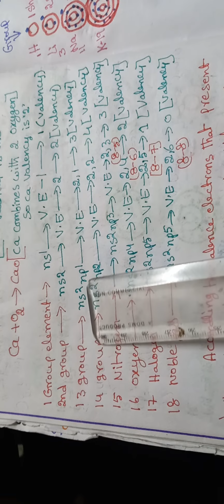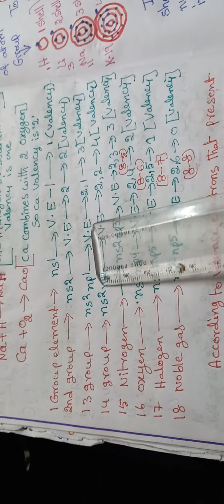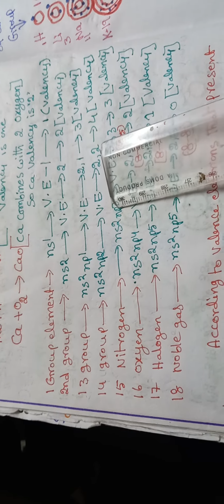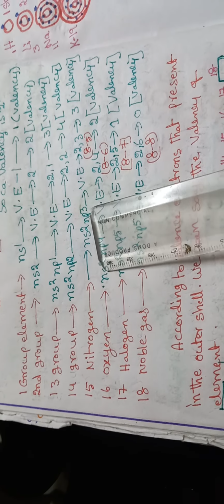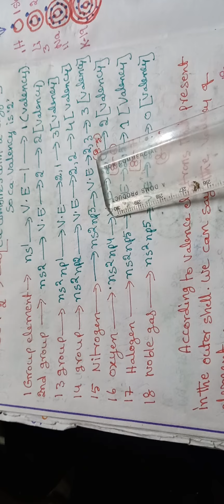13th group, electron configuration ns2 np1, valency electrons 2 and 1, valency is 3. 14th group, ns2 np2, valency electrons 2 and 2, valency is 4. 15th group, nitrogen family, ns2 np3, valency electrons 2 and 3, valency is 3.